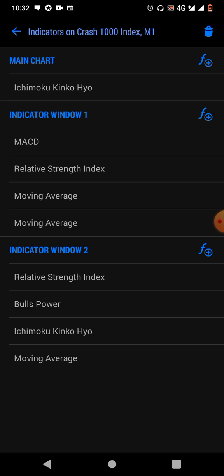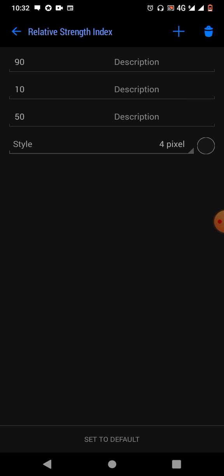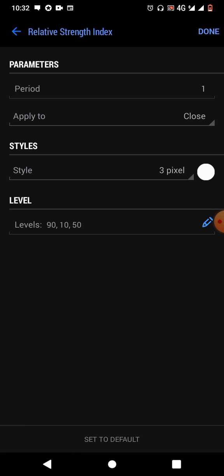The next is indicator window 2, where we have the relative strength index. Period 1, apply to close. Style is 3 pixel. We have the levels 90, 20, and then 50 respectively. And then when you're done, you just click on done.